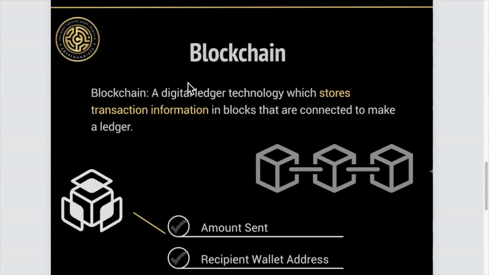So a blockchain is a digital ledger technology which stores transaction information inside of blocks that are connected together to make something called a ledger. And a ledger is just a database that tracks financial transactions.